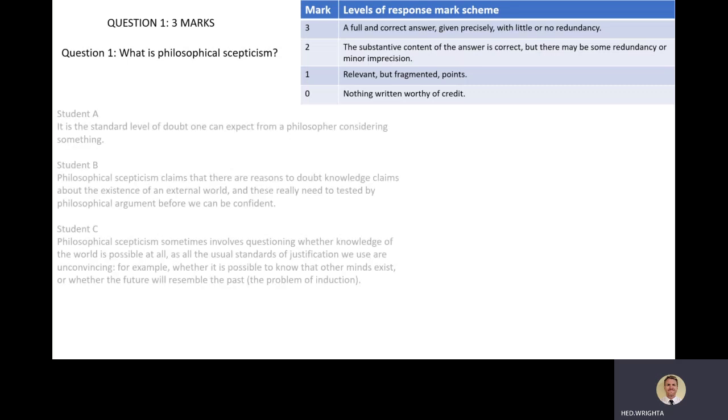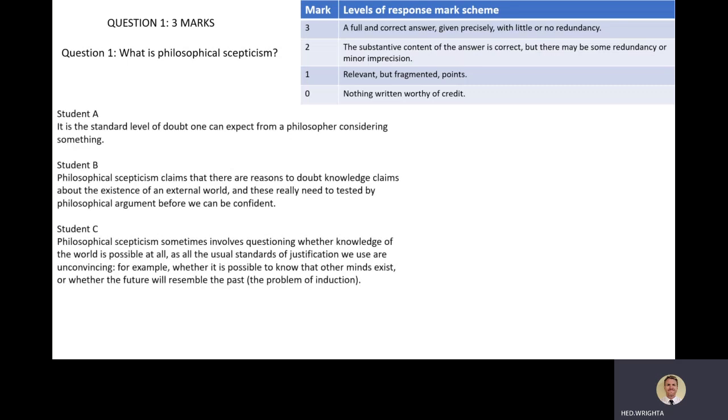So here you have got 3 students. Like I said, these are all from live papers. Now, I want you to be thinking, what marks would you give for each student? So I'm going to read them out. I want you to look at the mark scheme, and as I'm reading out, start thinking about what mark you will give each of those answers. So student A, this is for what is philosophical skepticism.